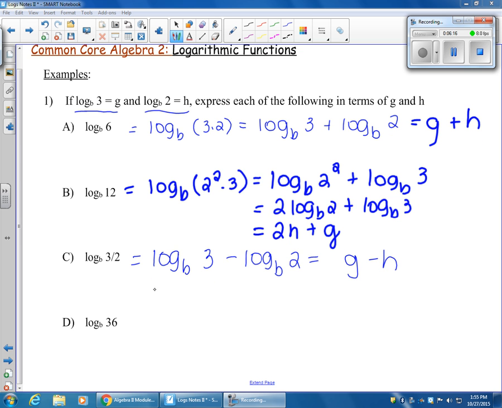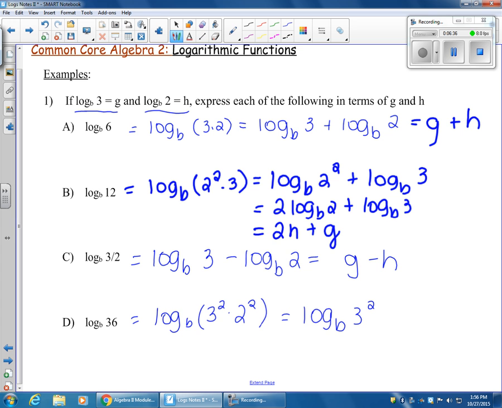And the last one, 36. We need to write 36 in terms of 3 and 2 because that's what we were given. So 36 is 3 squared times 2 squared, right? 9 times 4. So again, we're going to use our rule of multiplication first. Log base b of 3 squared, multiplied means plus, log base b of 2 squared. Then we're going to use the power rule to have the exponent come out in front.